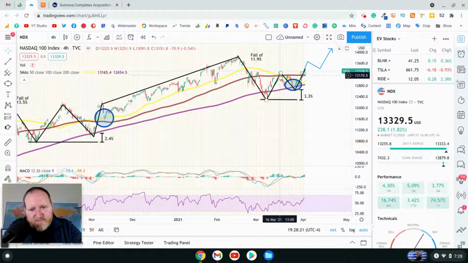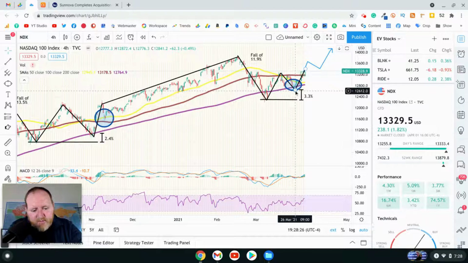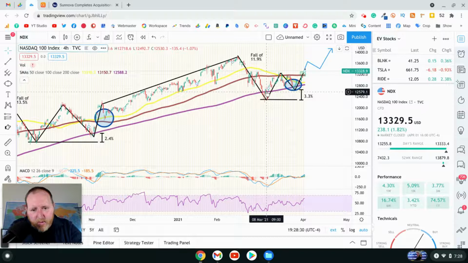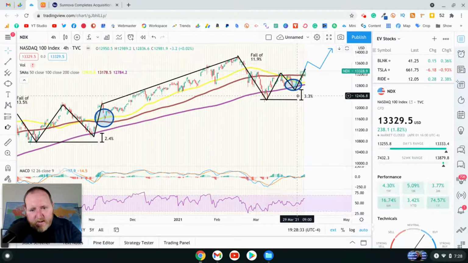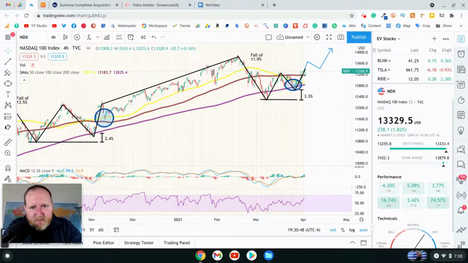Next, the second pullback, did it come within 2 to 4% of the previous low? Yes, it did. 3.3% to the previous low. Check off box number 2. Now to check off box number 3, is it in the shape of a W? Yes, it is. All 3 boxes checked off. This is a classic double bottom.